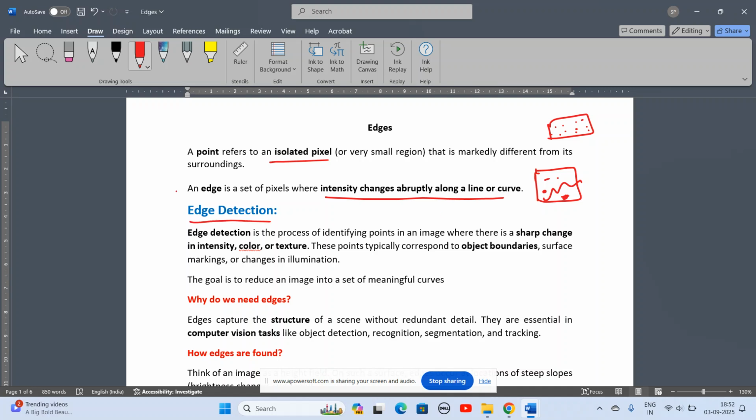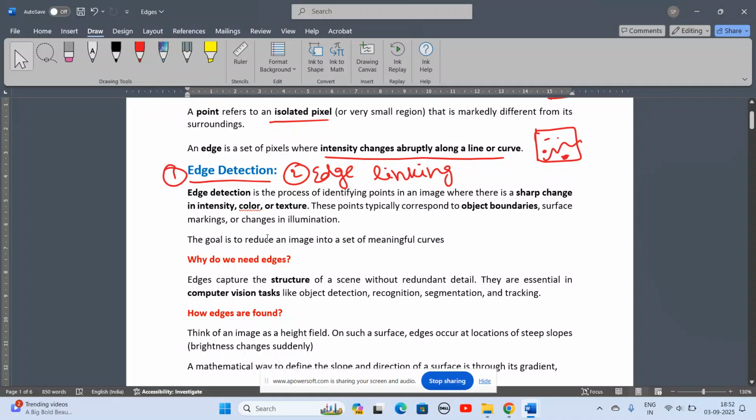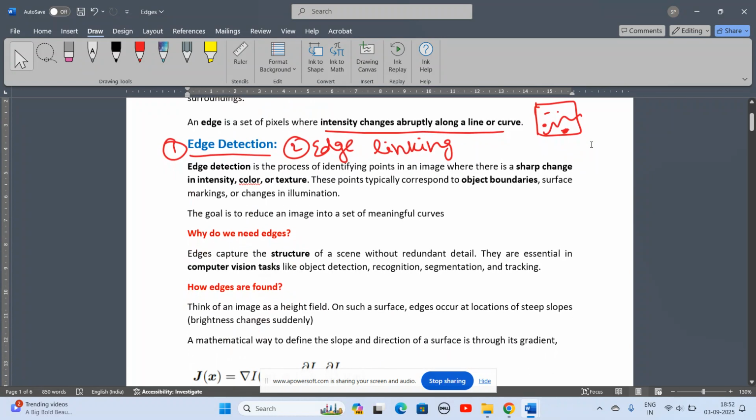So here we are going to see about two processes. One is edge detection and the second one is edge linking. In this concept, we'll see only about these two, edge detection as well as edge linking. Edge detection is the process of identifying the points in an image where there is a sharp change in intensity, color or texture. These points correspond to object boundaries. As I said earlier, these points are the object boundaries or surface markings or change in illumination.